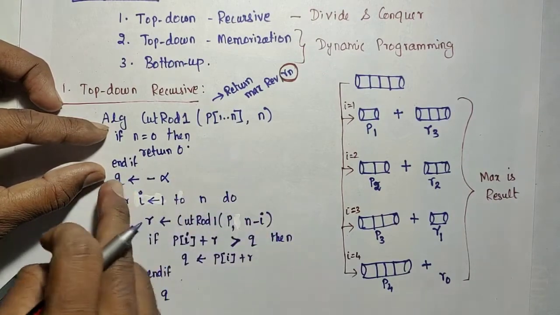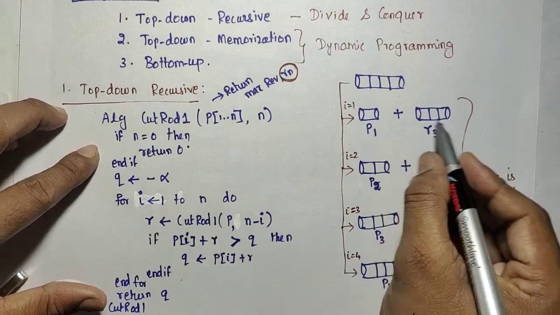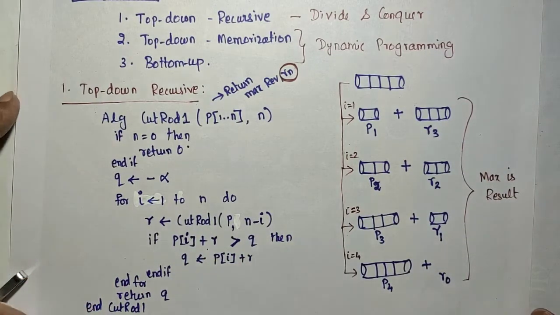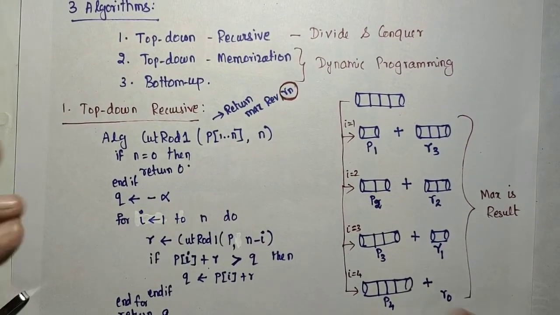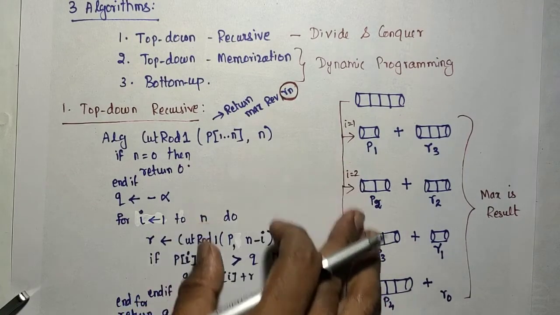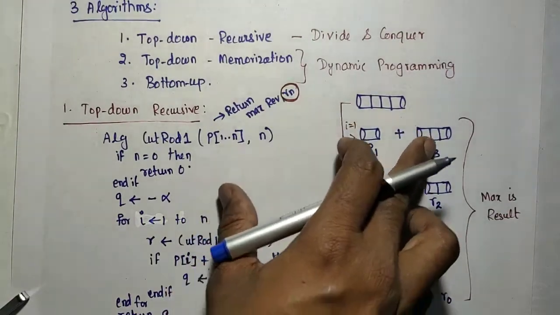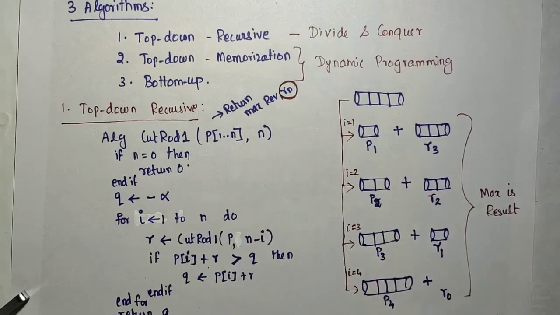Otherwise you find the maximum between these. So the revenue R3, this recursive procedure will take care of finding this one. So this is the top down recursive, divide and conquer approach. The problem is divided into sub problems like R0, R1, R2, R3. The sub problems are solved, and finally we find the solution.